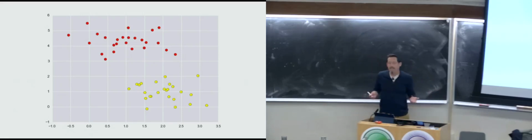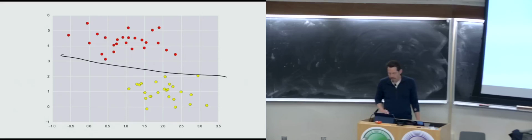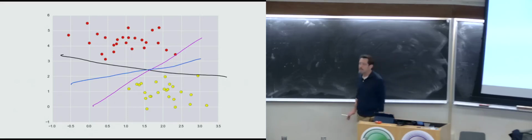So the basic idea of support vector regression is I could draw an infinite number of decision boundaries in here, right? Who do we like best there, and why?